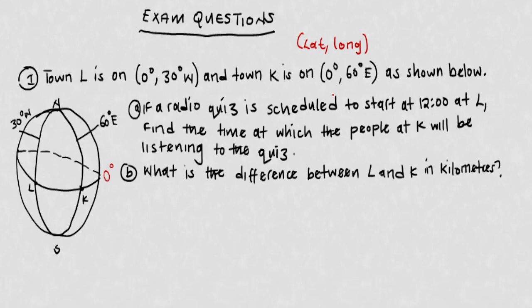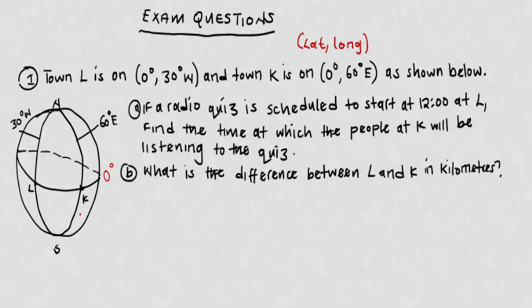So now look at this question. If a radio quiz is scheduled to start at 12 hours at L, find the time at which the people at K will be listening to the quiz. So I want to find out what will happen if a quiz is going to start at 12 hours at L. What time will the people at K listen to the quiz?